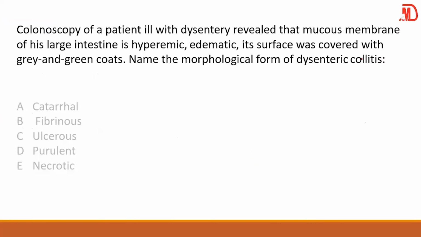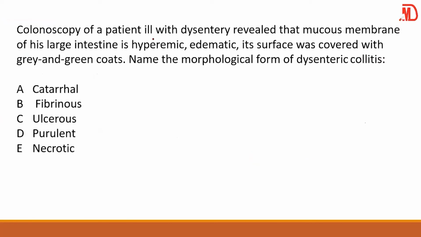All right. A colonoscopy of a patient ill with dysentery revealed a mucous membrane of his large intestine is hyperemic, edematic. Its surface was covered with gray and green coats. Name the morphological form of dysenteric colitis. Again, I've made mention that we have 4 stages of dysenteric colitis. We have the catarrhal, we have the fibrinous, we have the ulcer formation, and we have the healing of the wound.